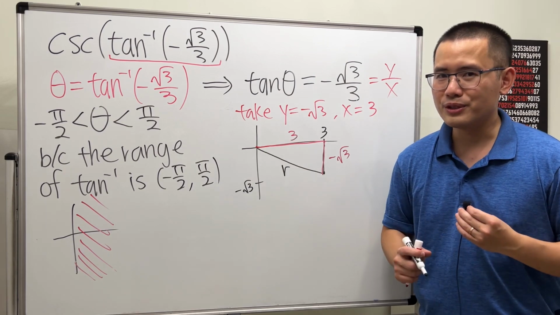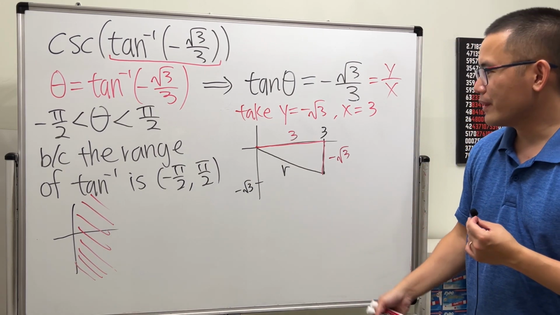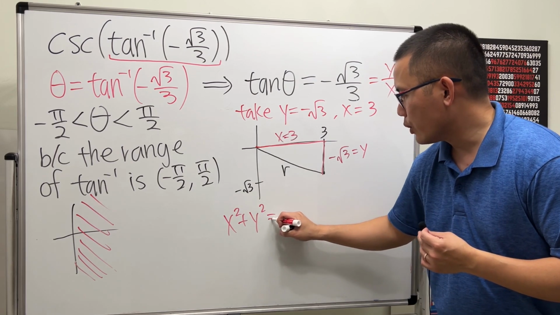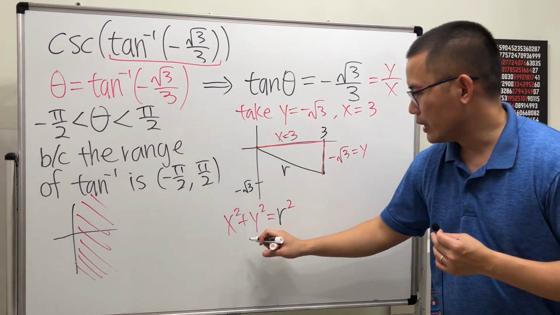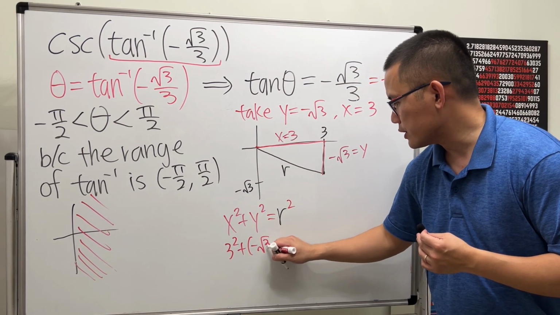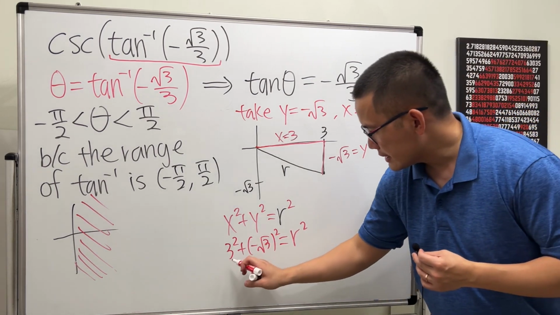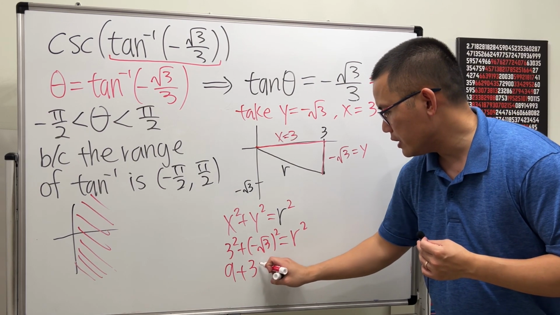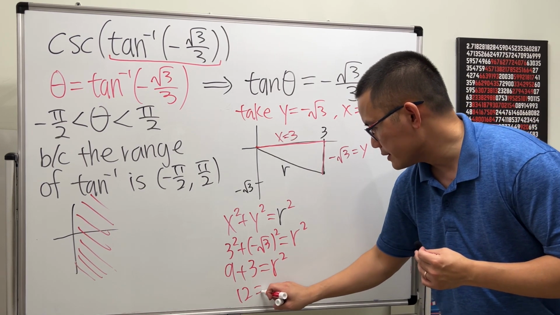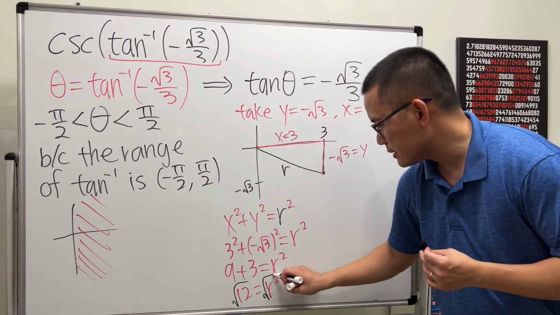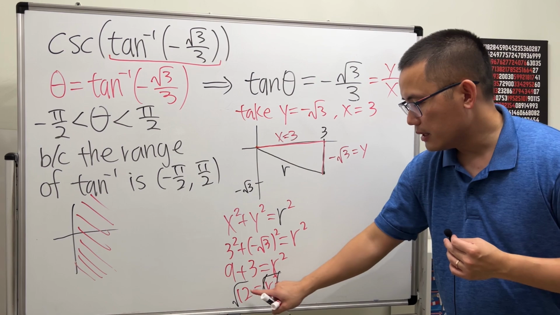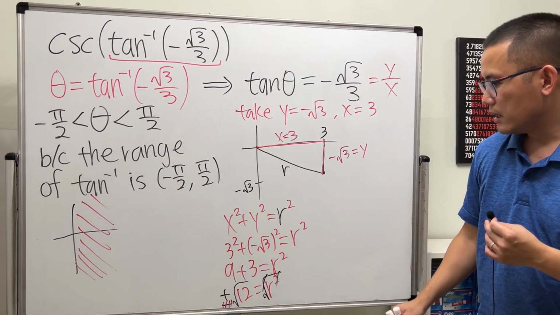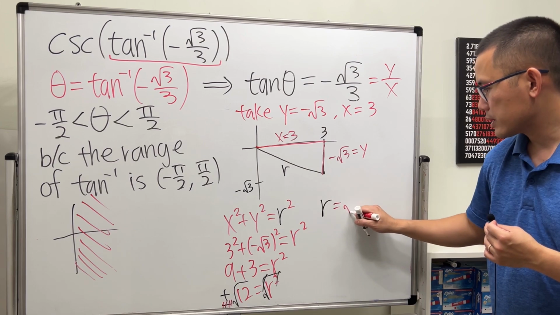To figure this out, which is your question, we can just use the Pythagorean theorem. We know x, we know y, so x squared plus y squared equals r squared. So we have 3 squared plus negative square root of 3 squared equals r squared. That's 9 plus, the negative squared is positive, square root of 3 squared, the square root and the square cancel, so it just gets 3. That is 12 equals r squared. Then we take the square roots on both sides. For r, it's always positive. So r is equal to square root of 12.